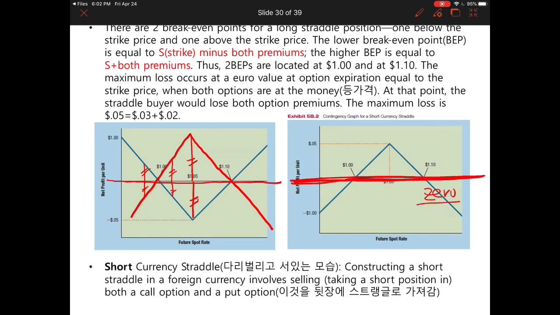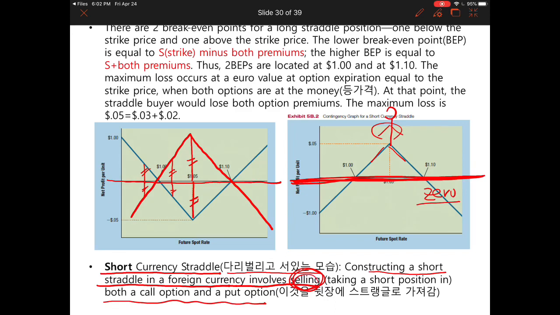And let me read the last one. Short currency straddle. I wrote in Korean: it looks like a person standing with legs apart. Doesn't it seem like that? This is the legs, this is the arms. Constructing a short strangle in a foreign currency, here the euro, involves selling both call and put options. Selling options, we say a short position. Now let me move to the next slide.